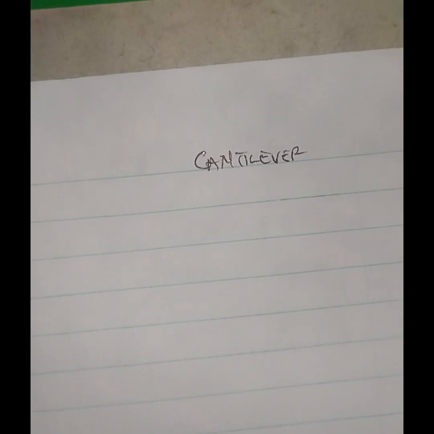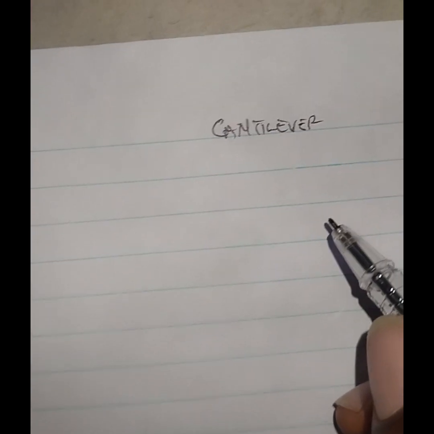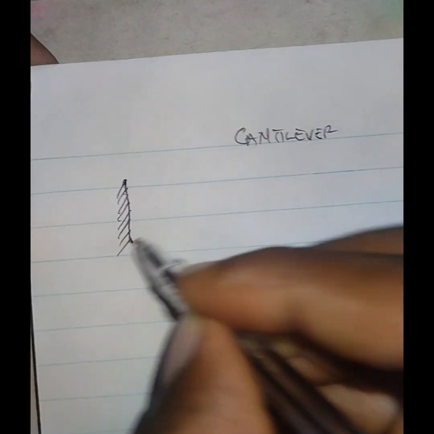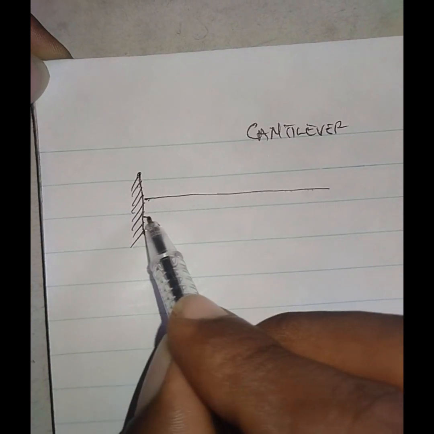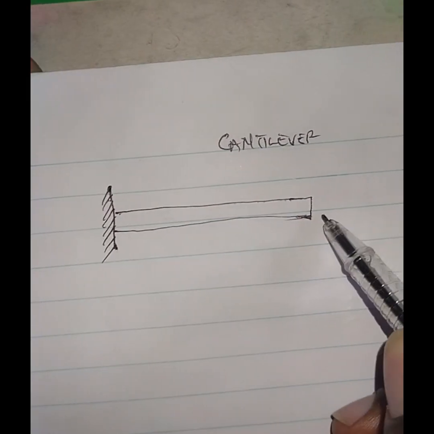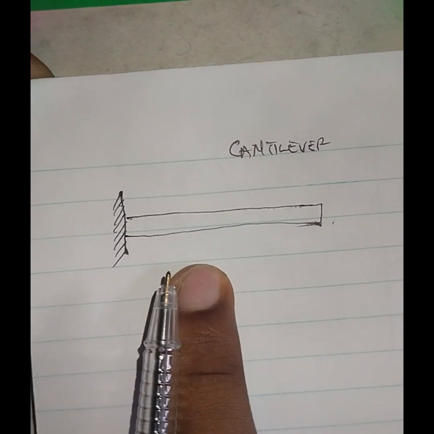Now, when you talk about a cantilever, what are we talking about? We're talking about a beam whose one end is fixed and the other is free. For example, this is a diagram of a cantilever. This shows the fixed end. Then this is the beam. This is the free end, because here there is no support. So this is an example of a cantilever.